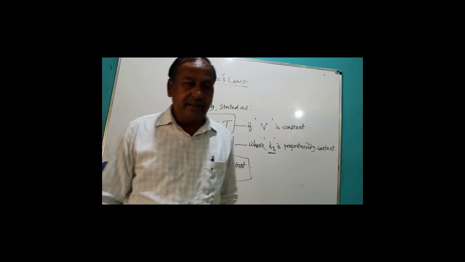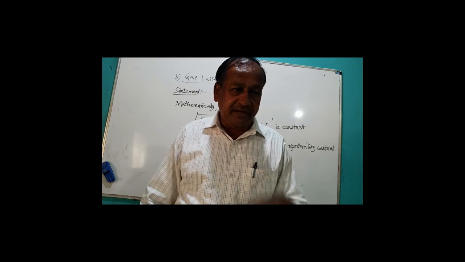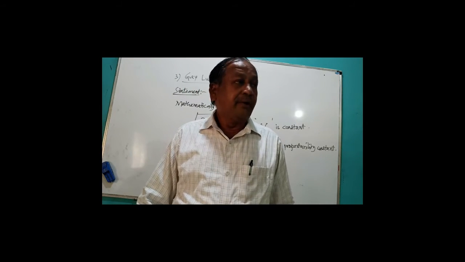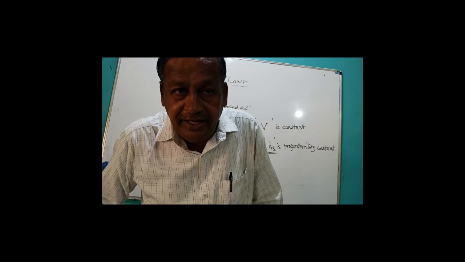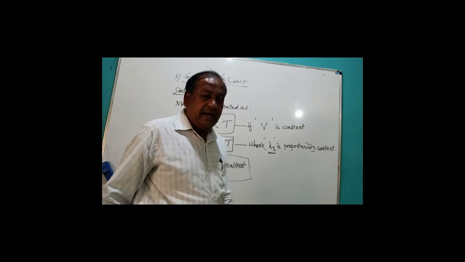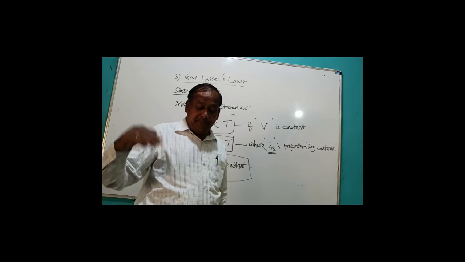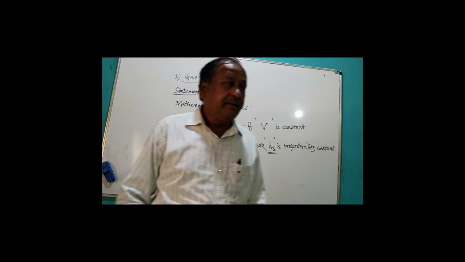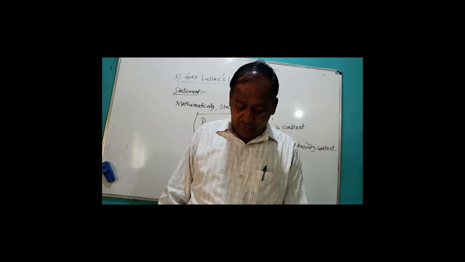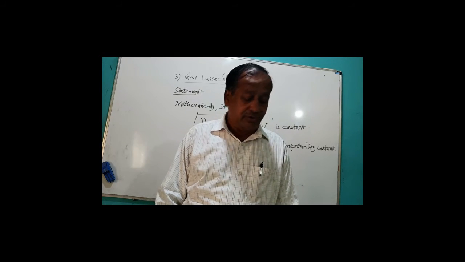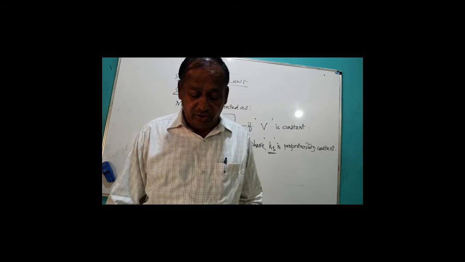In Boyle's law, PV is equal to constant, whereas in Charles's law, V by T is equal to constant, and in Gay-Lussac's law, P by T is equal to constant. So this is Gay-Lussac's law.